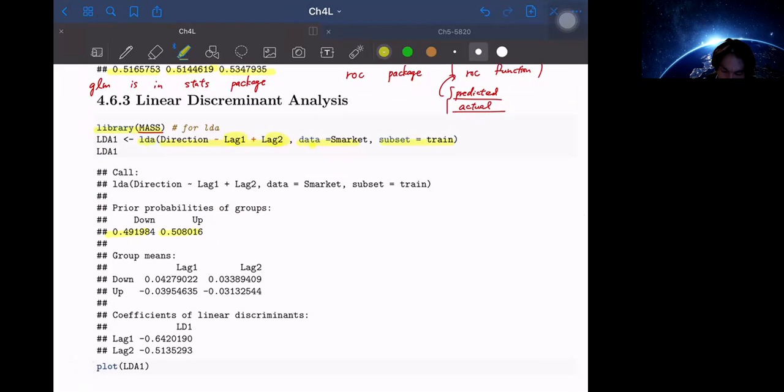This is the prior probabilities, which is basically the summary statistics. 49.2% of observations are down and 50.8% are up. And the group means: this is the vector of mu1 hat, and this is mu2 hat. We have two predictors, so it is a two-dimensional vector.